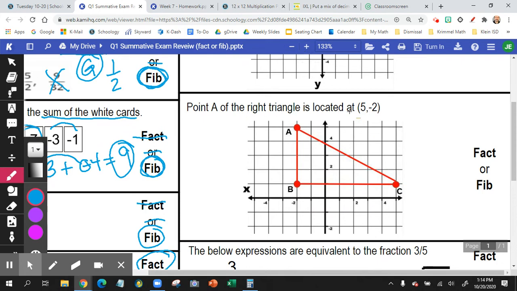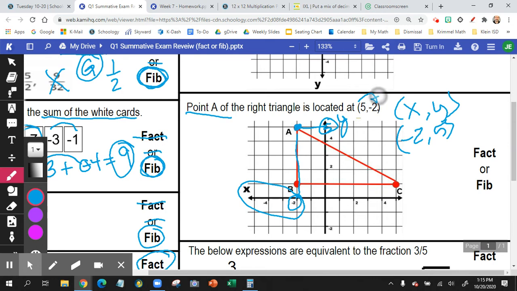Point A of the right triangle is located at +5, -2. We're going to go here to A, find our x, find our y. So x is -2 and y is +5. Point A is located at +5, -2. Those are backwards. So it looks like the x and y are mixed up. So this is a fib.